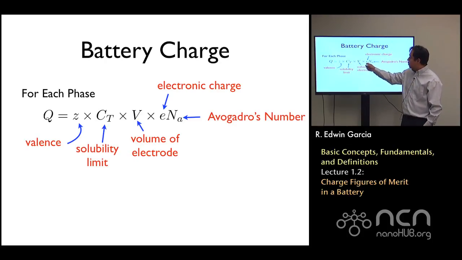And typically people don't write e times N_A, even though the electronic charge is a fundamental constant, and Avogadro's number as well.